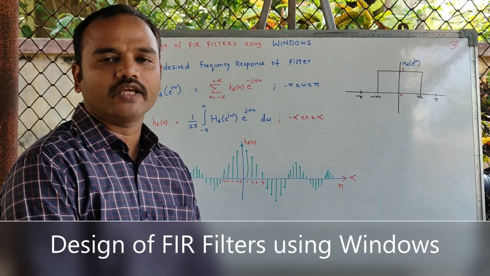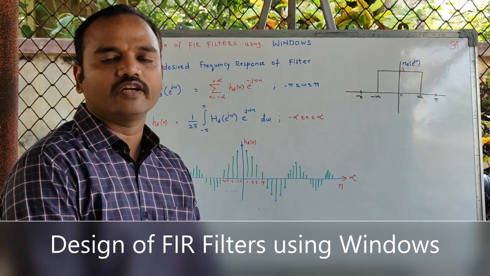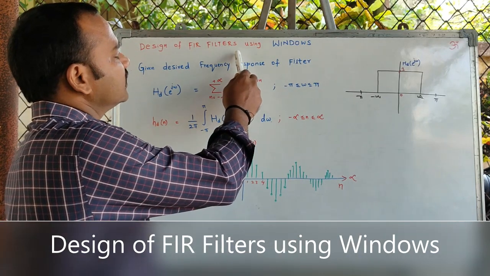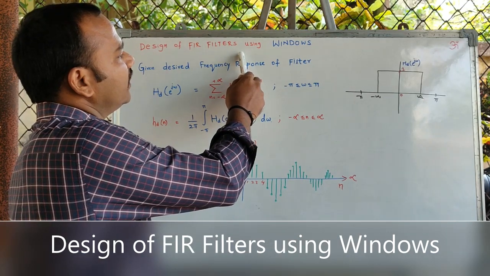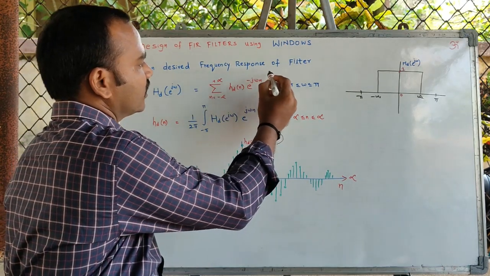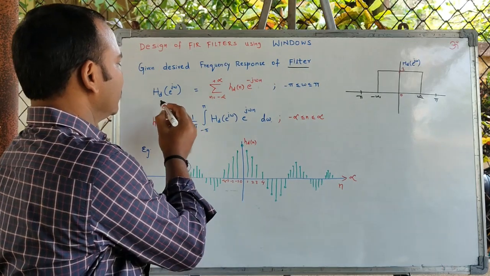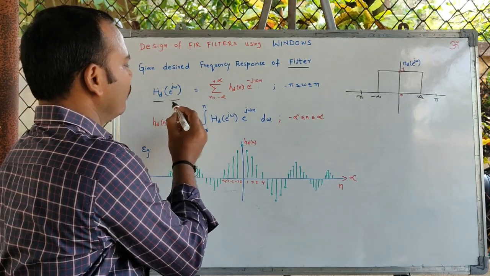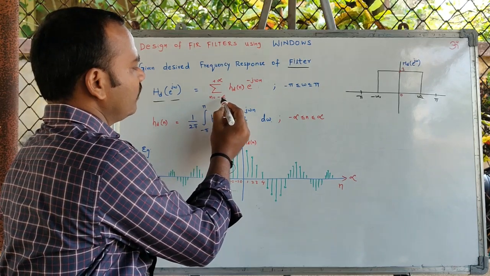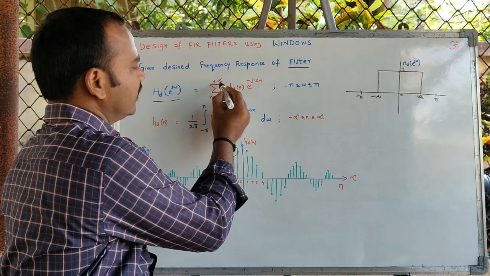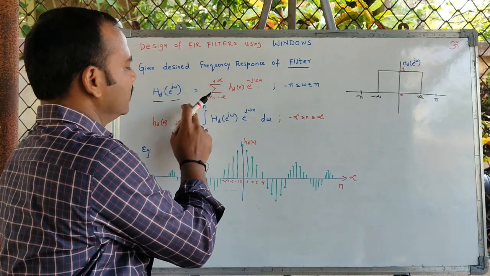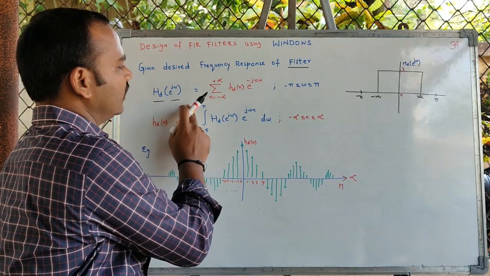In this lecture, I will explain designing of FIR filters using windows. This is a technique to design the FIR filters. Given the desired frequency response of a filter, say HD of e power j omega, we can express this as the summation from n equal to minus infinity to plus infinity of hd of n e power minus j omega n. This is the frequency response of a filter.